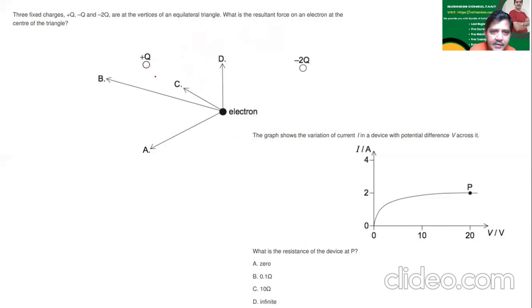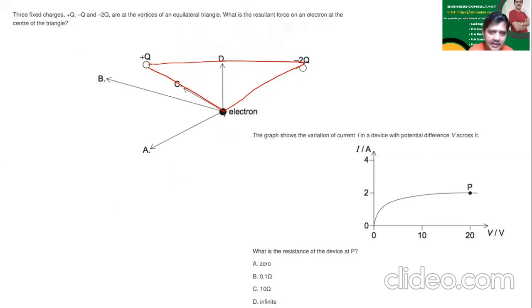Let me join this first. So this is my equilateral triangle. Now, what is the resultant force? He's not asking you to find the magnitude, he's just asking for the direction. There are directions given as A, B, C, and D. What is the resultant force on an electron at the center of the triangle, in an equilateral triangle?